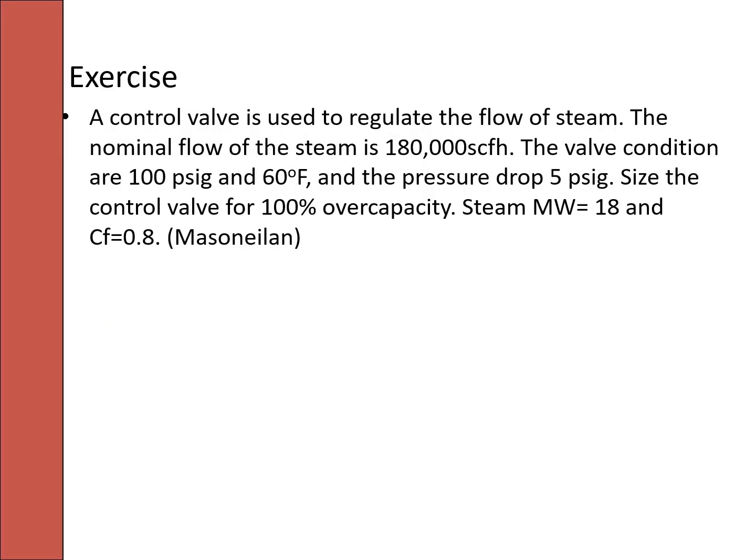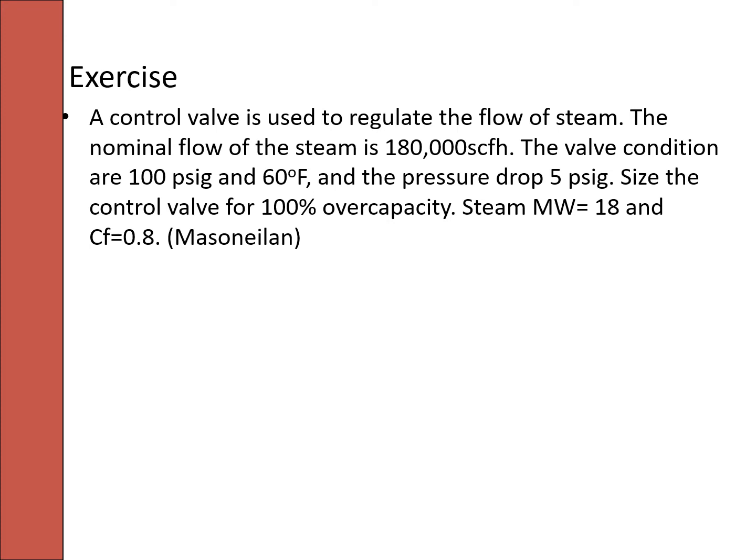Okay, now I would like to show you how to solve this exercise. Basically, a control valve is used to regulate the flow of steam. The nominal flow of the steam is 180,000 standard cubic feet per hour. The valve conditions are 100 psig and the temperature is 60 Fahrenheit. Pressure drop is 5 psig. Size the control valve for 100% over capacity. The given steam molecular weight is 18 and the critical flow factor is 0.8.